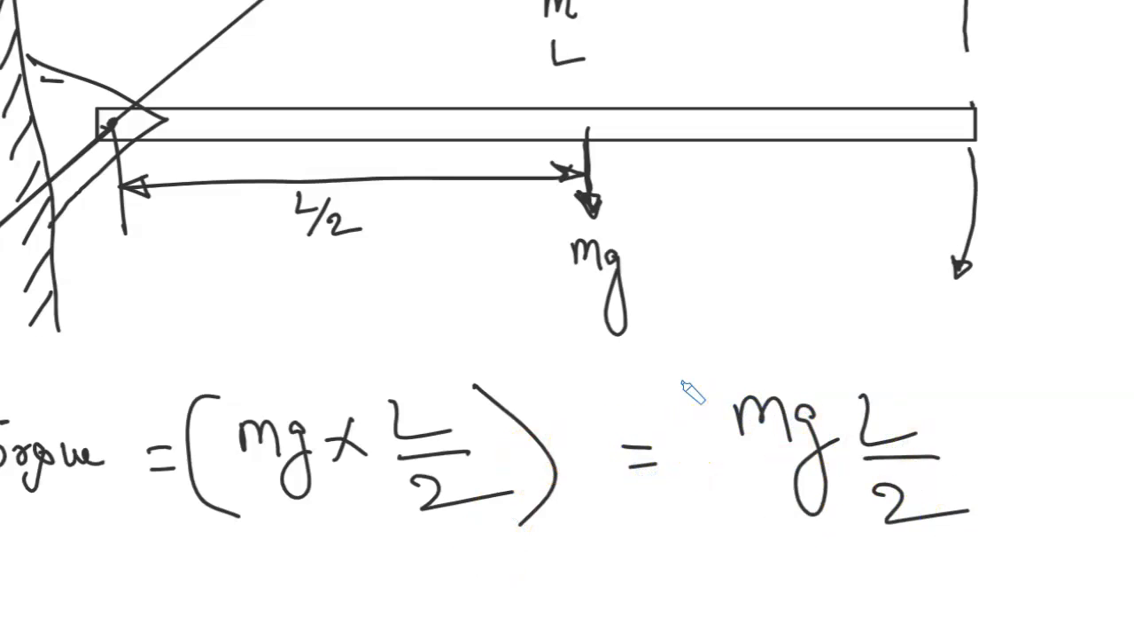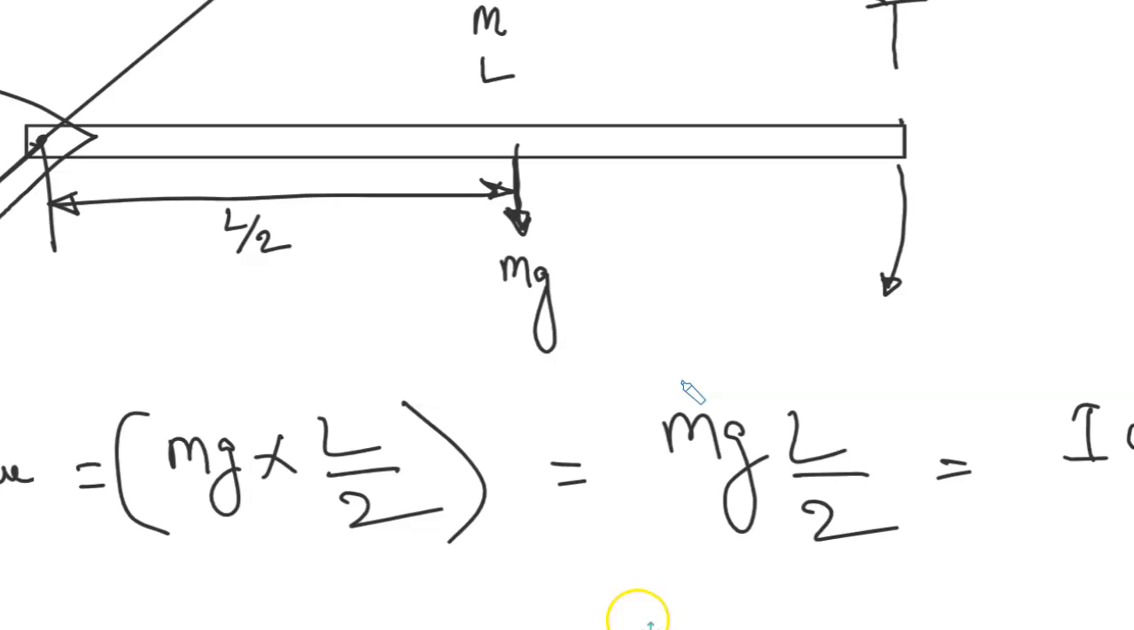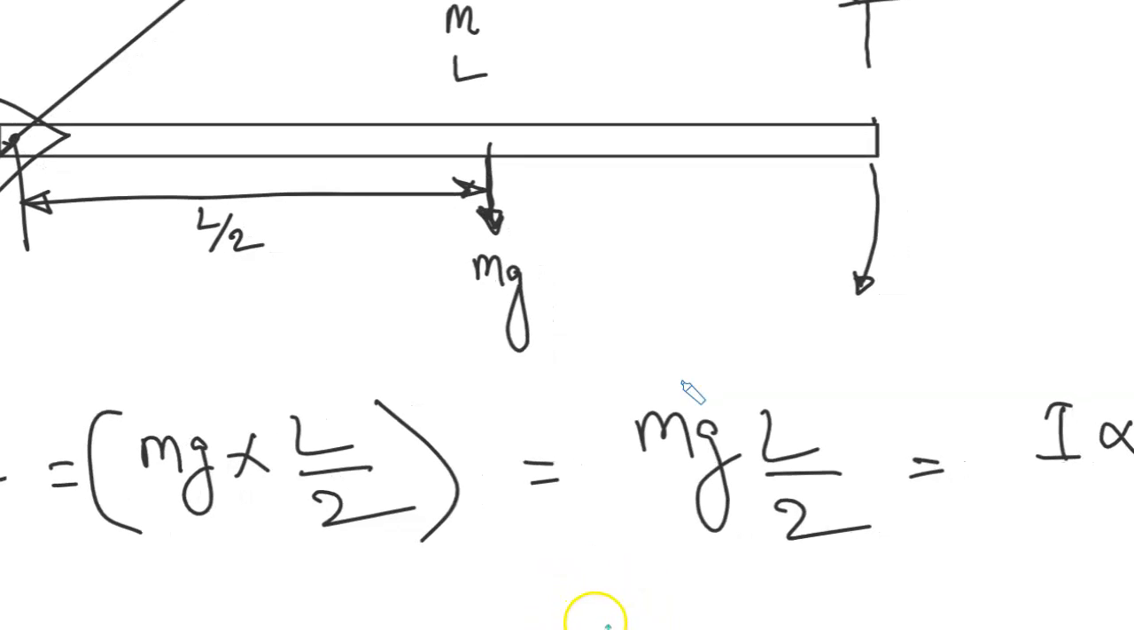What is the formula for torque? Torque is equal to I into alpha. What is I of the rod? We have to find the moment of inertia about this axis, not from the center. I don't remember this formula. Okay, ml square by 3, about one end. Am I right?